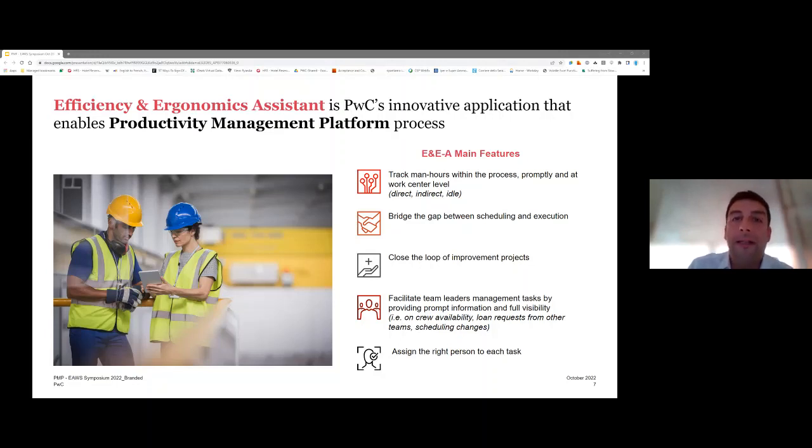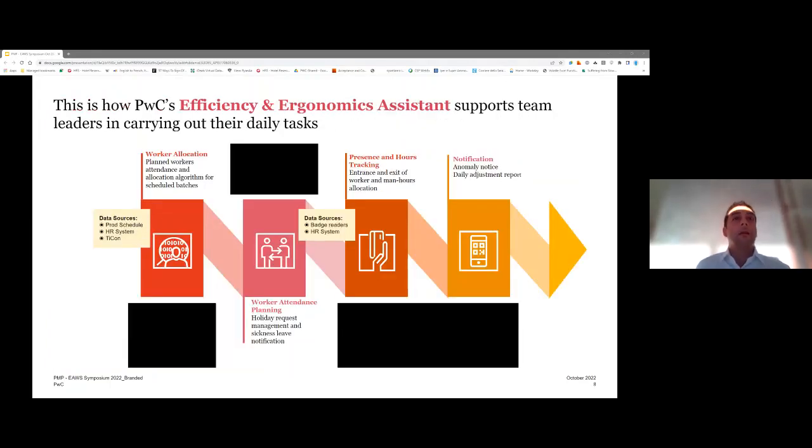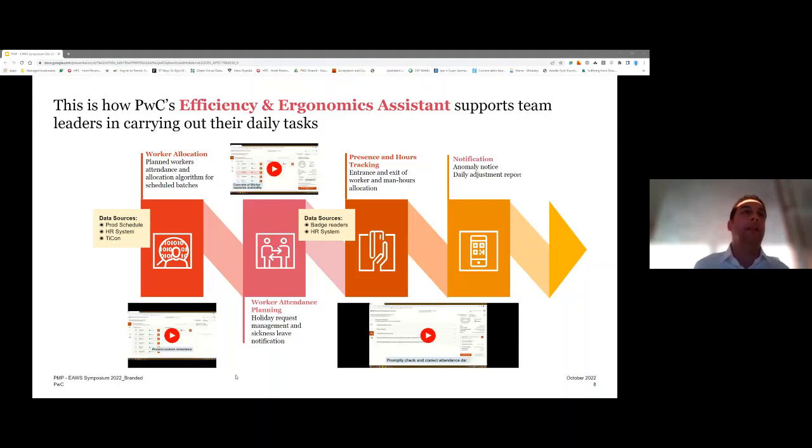But let's say that the feature that really makes Efficiency and Ergonomics Assistant stand out is the embedded worker allocation algorithm that proposes the right person to assign to a specific workstation, considering the information linked to a standard cycle and workers' physical characteristics and potential limitations. So let's go through some of the features.